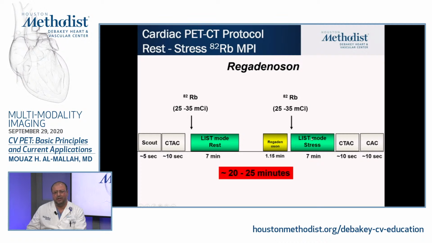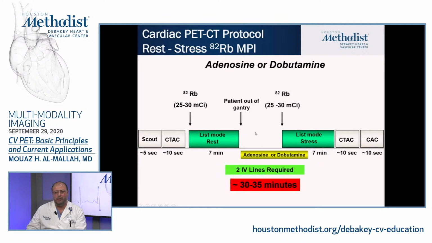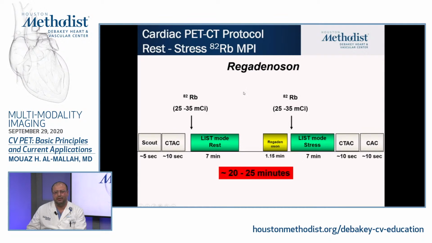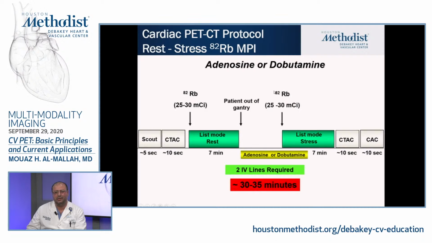It's about a 20 to 30-minute procedure once the patient is on the table. If for whatever reason the patient cannot get regadenoson, you need to use adenosine. You do the same thing, but now you have to inject with maximal hyperemia. So you inject after 2 minutes of adenosine and then continue adenosine for 2 additional minutes.